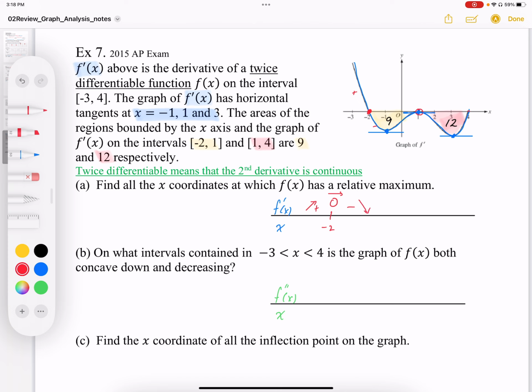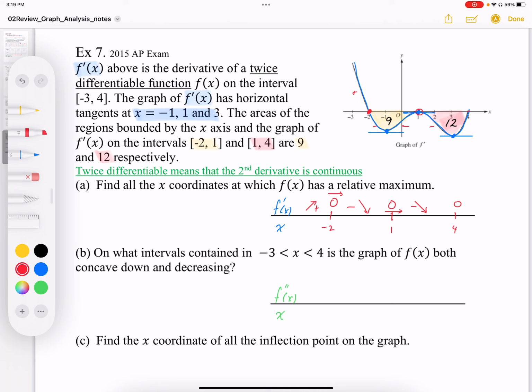On this side, we have another 0 at x equals 1. So it's going to be a slope there. But on the other side of that, it's still negative. So it goes from negative to negative, still sloping down like this. So that looks like a slide at that point. And at the endpoint at 4, we also have a 0, but we don't know what's happening on the other side.